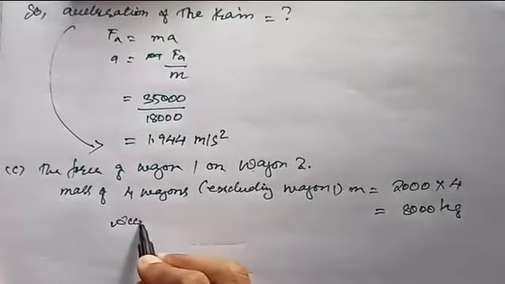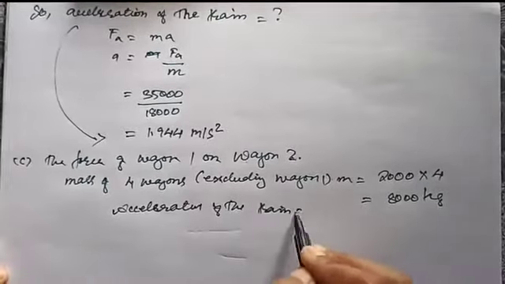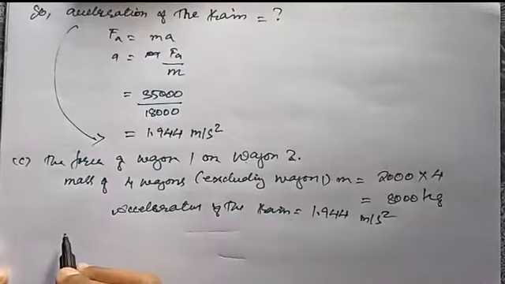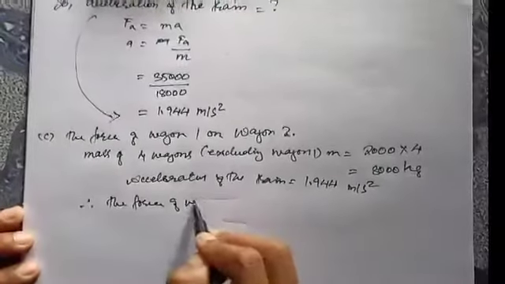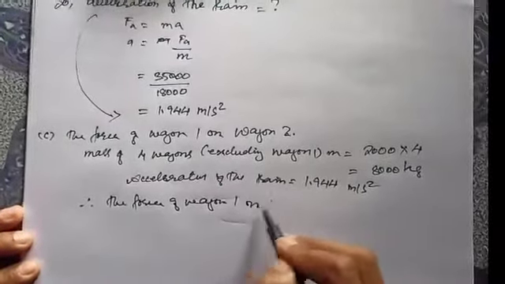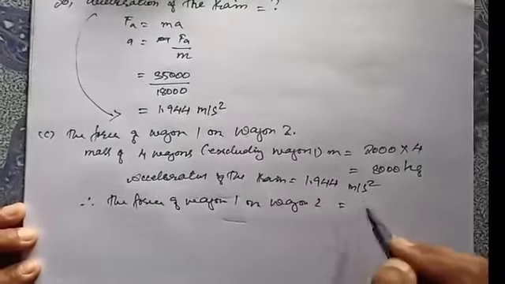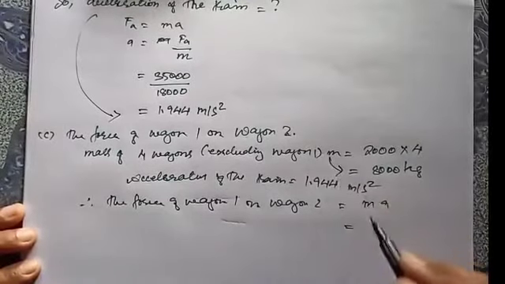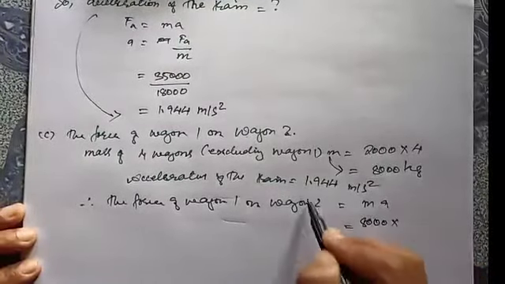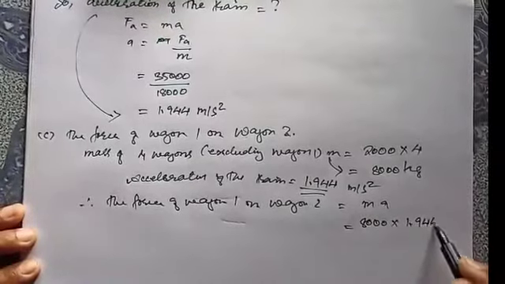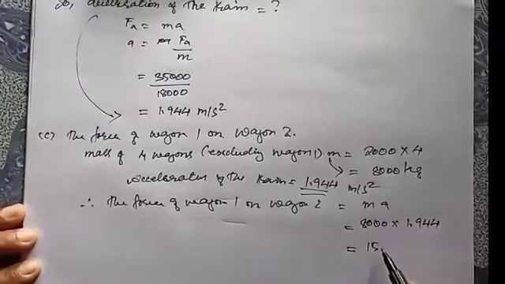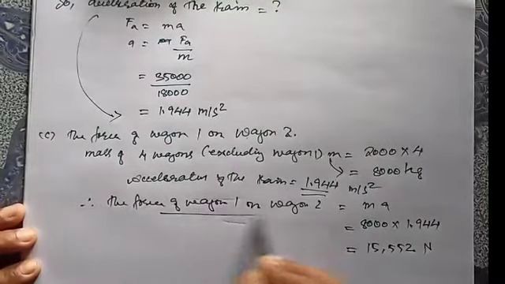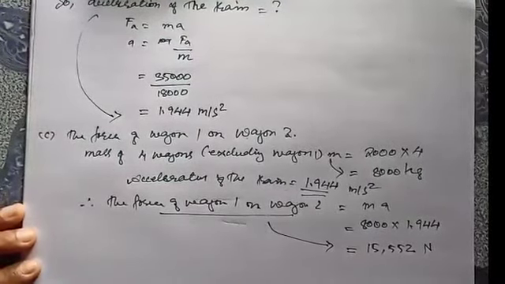We already know that acceleration is 1.944 meter per second square. So the force of wagon 1 on wagon 2 is equal to m into a. So what is the mass? 8,000 into acceleration, which is 1.944. So if you multiply, you will get 15,552 newtons. So the force of wagon 1 on wagon 2 is 15,552 newton.